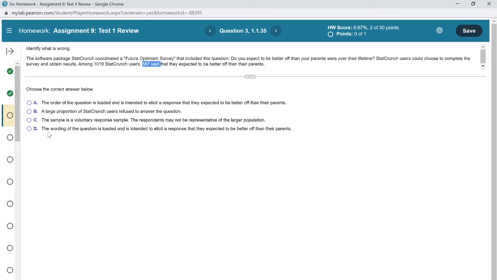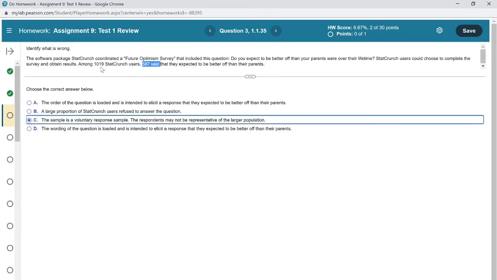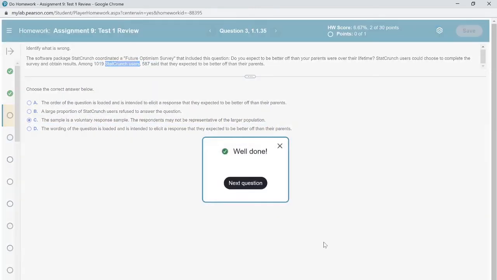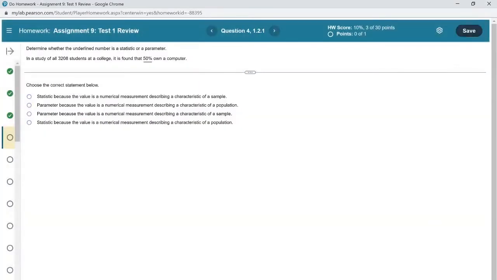Let's read the options we have been given. The order of the question is loaded. No. A large portion of StatCrunch users refused to answer. No. The sample is a voluntary response sample. The respondents may not be representative of the larger population. Yes, that's the right one. It's only 1019 StatCrunch users. It's only the StatCrunch users. It's not the larger population. Okay.